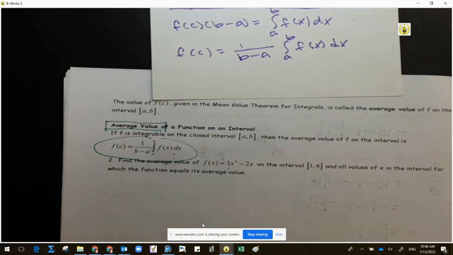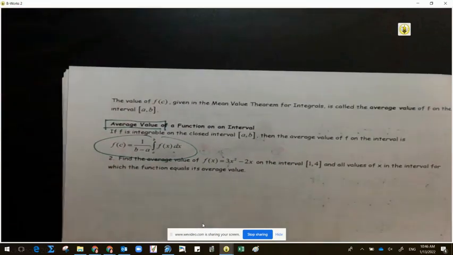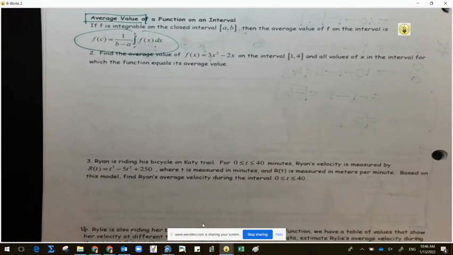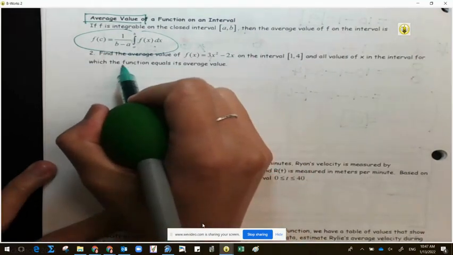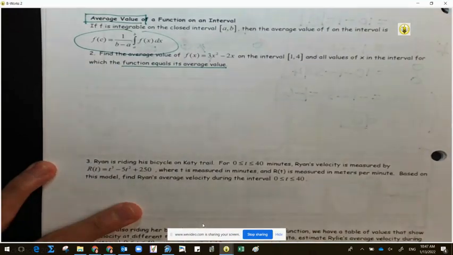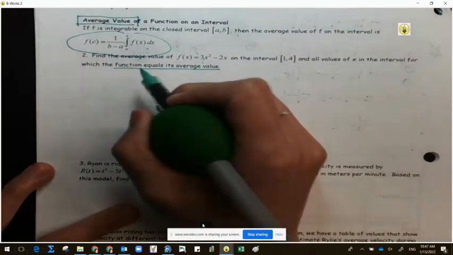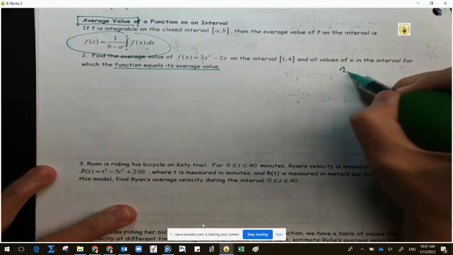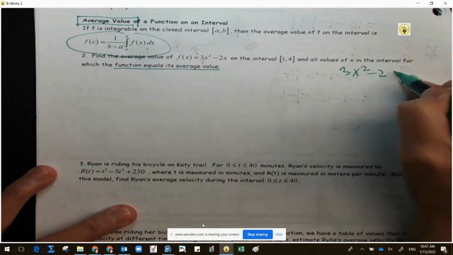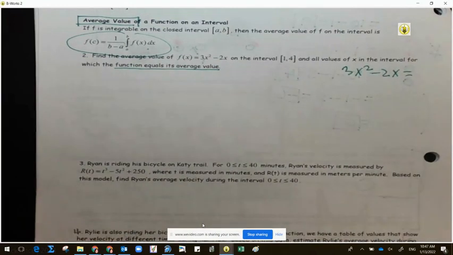All right, Alan, let's read number 2. Find the average value for f of x equals 3x squared minus 2x on the interval 1 to 4, and all the values of x in the interval for which the function equals the average value. This piece right here we're going to do at the very end. Something is equal to something. So if you want to write the function given to us right now, 3x squared minus 2x is equal to something. And that piece is what we're going to find first.